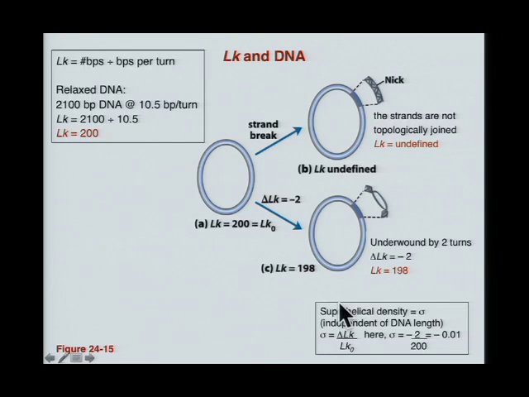Okay, but I think the most practical way to think about this is percent unwindedness, right? Instead of thinking about delta Lk and planes and things going around. So how underwound? Negative means underwound. A positive number would be overwound.